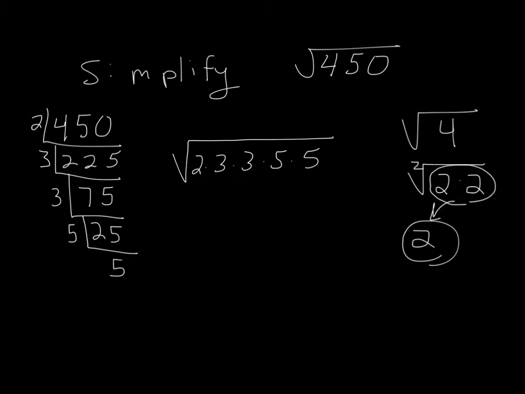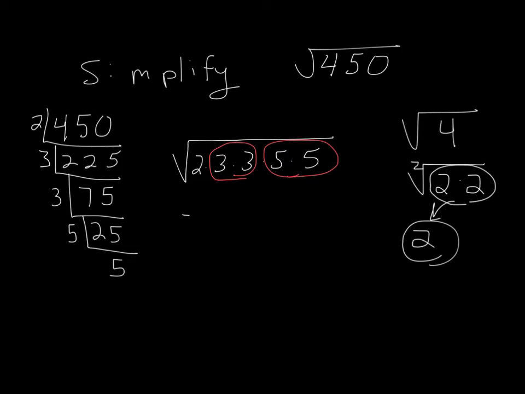Now, remember, for every pair of something, it gets to escape the radical. So we have a pair of 3s, and we have a pair of 5s. The 2 that's in there has to stay in there. It can't escape the radical unless it has the right amount of things. In this case, it's square root, so it needs to have a pair. So the pairs come out.